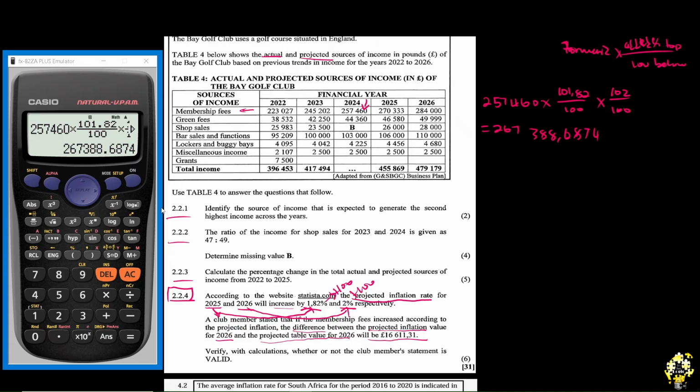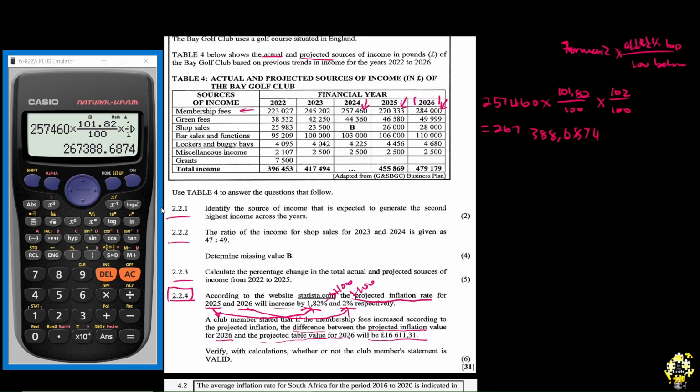The question was saying that a club member stated that if the membership fees increased according to the projected inflation, this is the projected inflation that you're seeing here at the top. All of these are projected inflation. The difference between the projected inflation value for 2026, particularly, this is where we are, and the projected table value for 2026 will be 16,611.31. Let's prove that. How do we prove that?